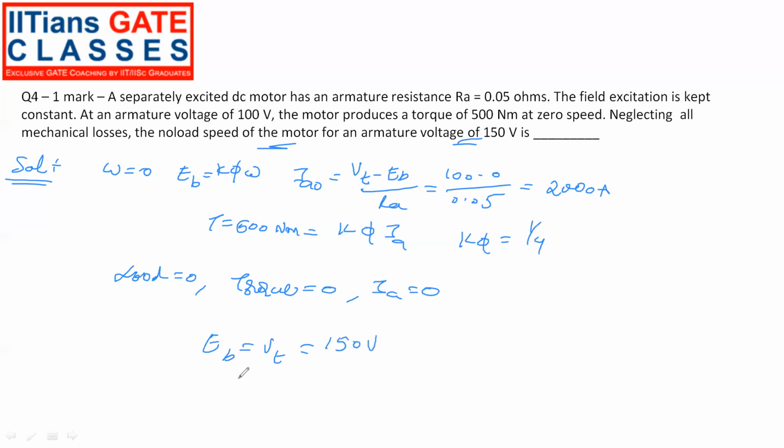So we know that Eb is equal to K phi omega, that is equal to 150. So from this, if you substitute K phi equal to 1 by 4, omega will be 600 radians per second.